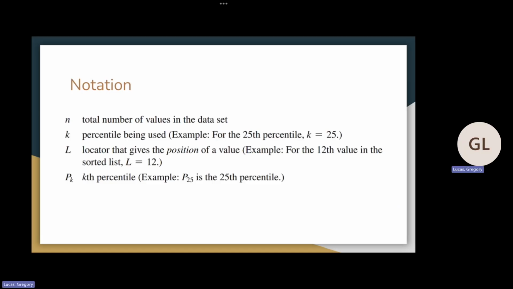All right, so some notation we use: N is the total number of values in the data set. K is going to represent the percentile being used. So if the percentile is the 25th percentile, we'd say K is 25. L we call our locator. This gives the position of a value. The 12th value in the list, we'd say L is 12, whatever value in the list it is. And then we have P sub K. So this just tells us what percentile we're in. So P sub 25 is another way of saying the 25th percentile.